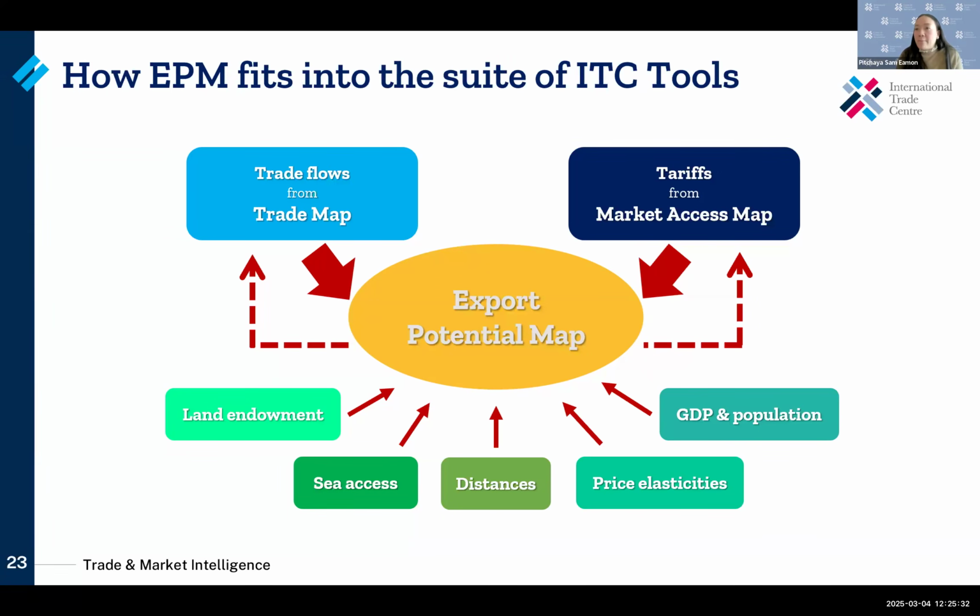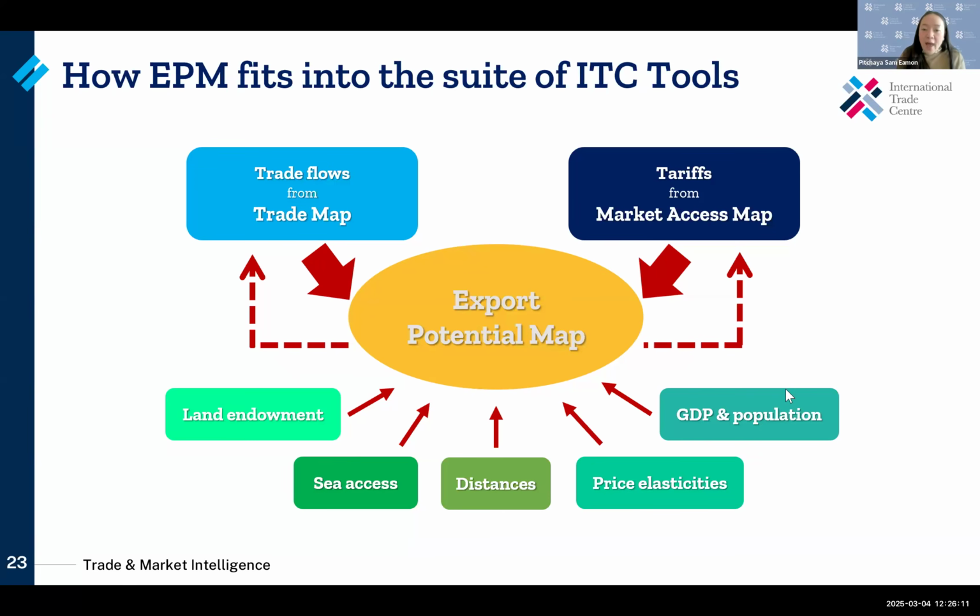So you can see, for example, if you're from China, in which product and in which market your export potential lies, and also how much of that export potential is unrealized. So how much additional export you can realize. This is possible through the Export Potential Map. We also consider other variables such as land endowment, sea access, distances, price elasticity, projected GDP, and population in order to make our results as rounded as possible.